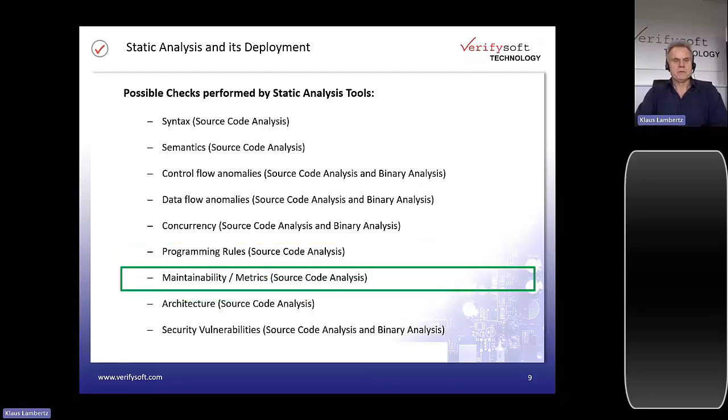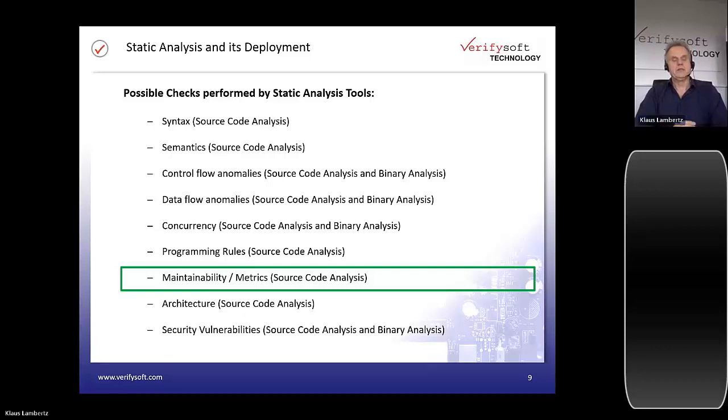Then we have maintainability and metrics like Halstead and McCabe, and HIS metrics. There are also a lot of other metrics, even metrics like estimated number of bugs or time to understand the code. Such kinds of things can also be checked.